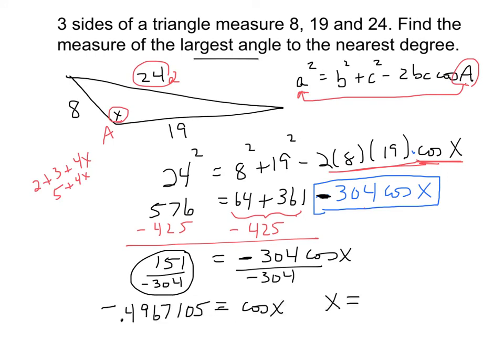So I get this decimal, 151 divided by negative 304 gives me negative 0.4967. When I take the inverse cosine of this ratio, I should get, to the nearest degree, 120 degrees. It's 119.7826, but it's 120 degrees to the nearest degree. And that is law of cosines.